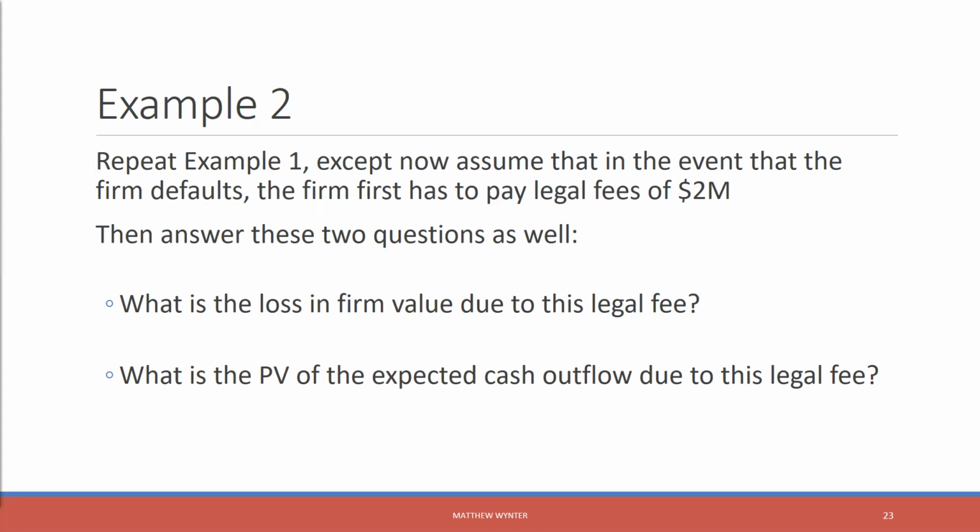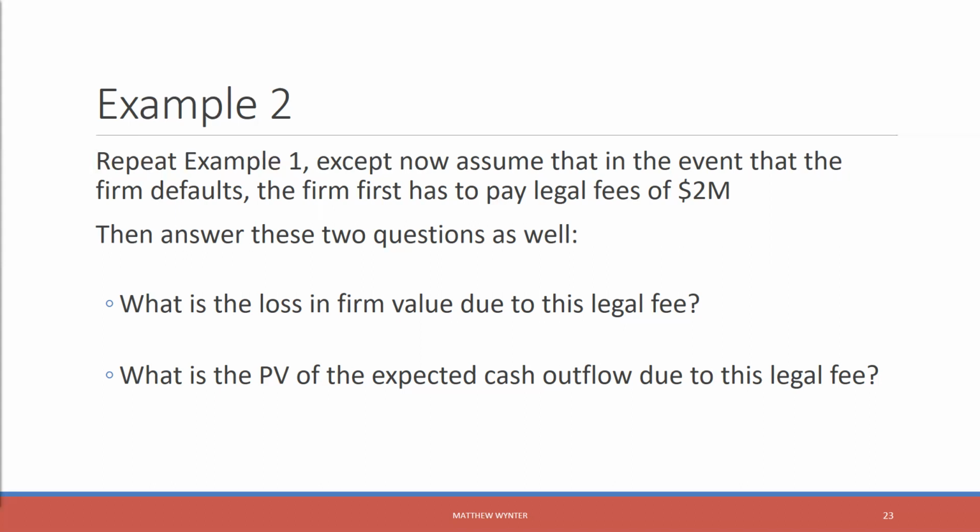So what is the loss in value? The loss in value due to these legal fees is going to be the present value of those expected legal fees. What does that mean? It means that the firm's value is going to fall by not 2 million, but 0.5 multiplied by 2 million, because half the time the firm is going to face bankruptcy, and then the present value of that 1 million. So that 1 million divided by 1.05.